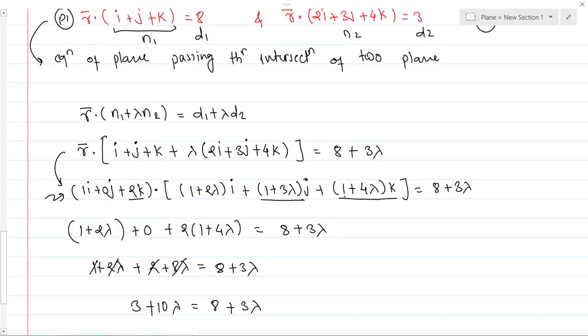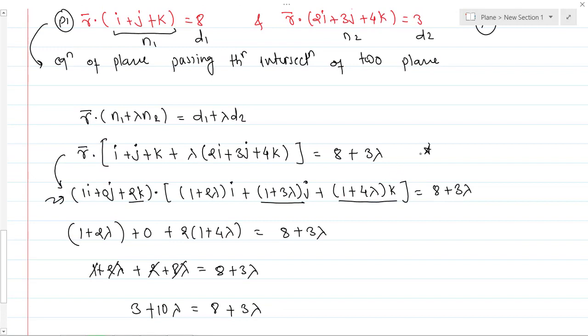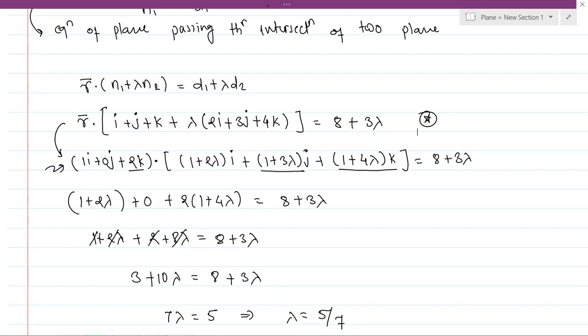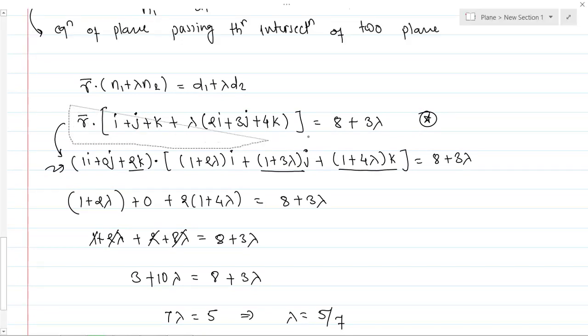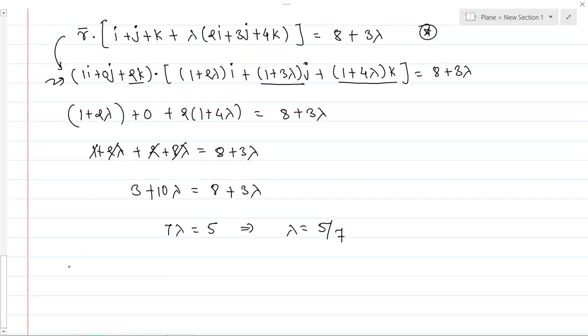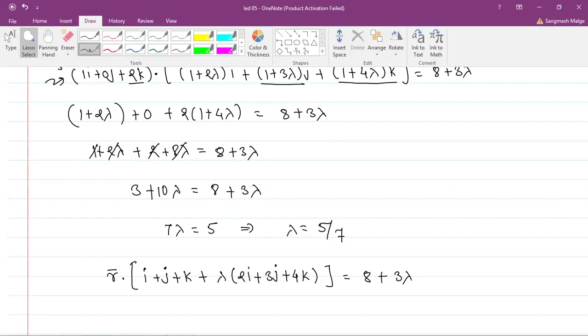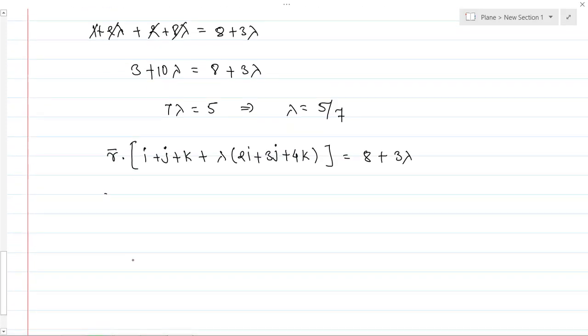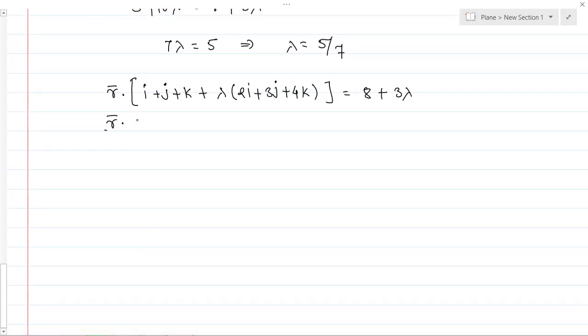So let's substitute this value of lambda in this equation. Let me take that equation, select this equation, copy, and paste it. So let's substitute the value of lambda in that equation. So r bar dot i plus j plus k plus 5 by 7 times 2i plus 3j plus 4k equals 8 plus 3 into 5 by 7.